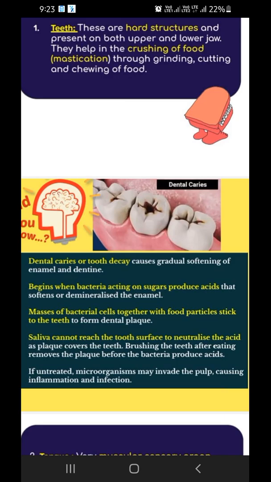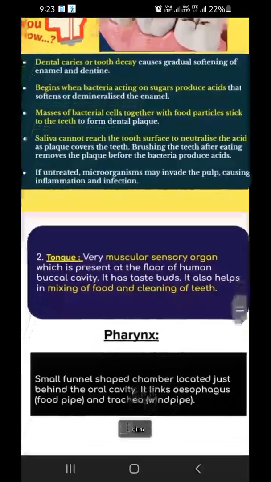The masses of bacterial cells together with food particles stick to the teeth to form plaque. Then saliva cannot reach the tooth surface to neutralize the acid as plaque covers the teeth. Brushing the teeth after eating removes the plaque before the bacteria produce acids. If untreated, microorganisms may invade the pulp causing inflammation and infection.